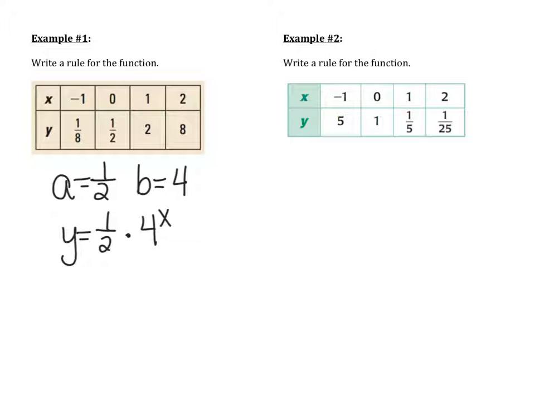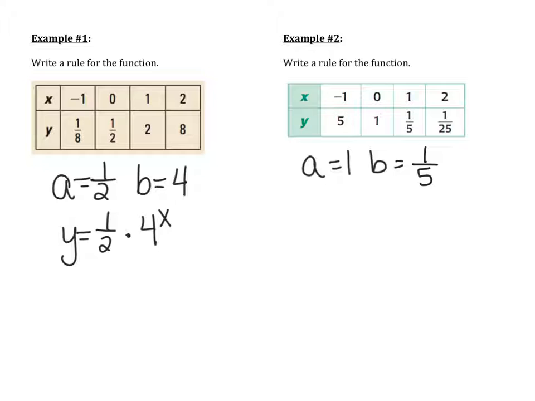For example number 2, write a rule for the function. So again, your a value is whatever is underneath the 0. And your b value is whatever you're multiplying by to get to the next number. So notice here, I'm actually getting smaller numbers for the y values. So if I take 5 divided by 5, I get 1. 1 divided by 5 is 1/5. And if I divide by 5 again, I get 1/25. So instead of dividing by 5, that's the same thing as multiplying by 1/5. So my b value is 1/5.